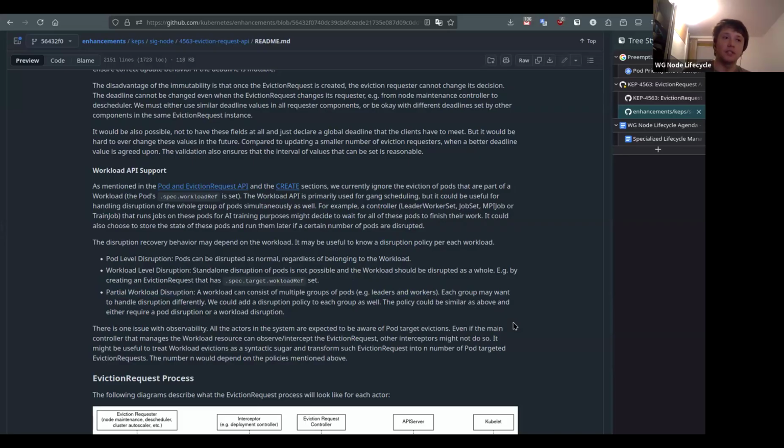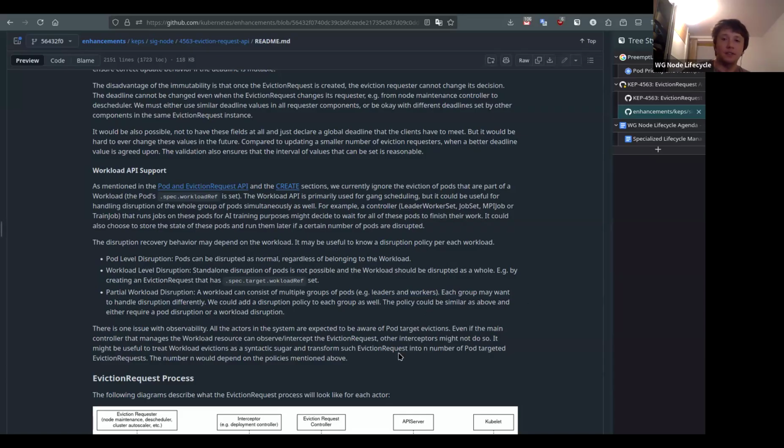A workload is basically a group of pods, so you have the ability to model more complicated workloads, for example a LeaderWorkerSet, which has this leader and worker dynamic. In the future it might allow us to describe more complicated applications, and each different application might have a different disruption model. After eviction request is merged, we could use the workload API to introduce these new policies for disruption, and then we would just use the reference policies. So that's the plan.